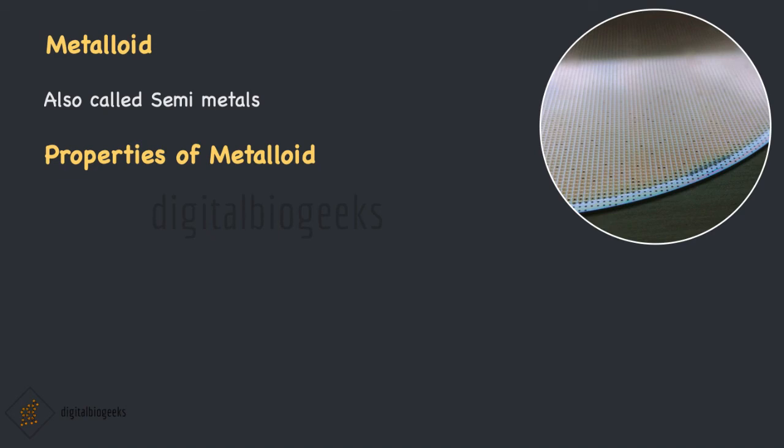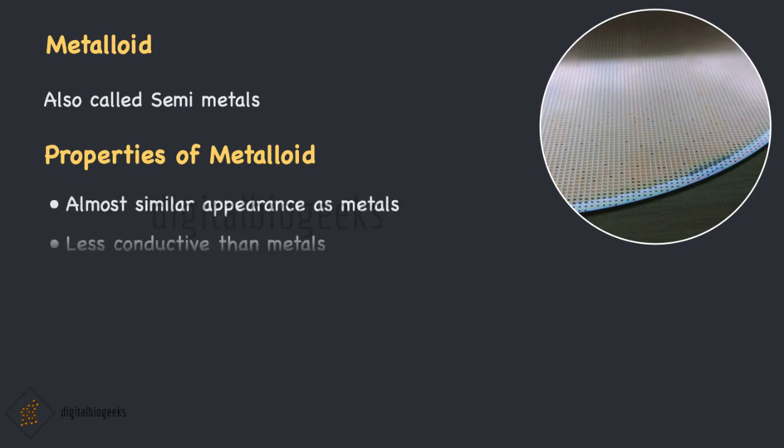Metalloids are also called semi-metals. They have properties that are in between those of metals and non-metals. Examples are boron, silicon, germanium, etc. In the picture you can see silicon wafers. Let us see the properties of metalloids. Metalloids have an almost similar appearance to that of metals. Their conductivity is less than that of metals. They are brittle like non-metals, that is, they can break easily. All metalloids are solids at room temperature.